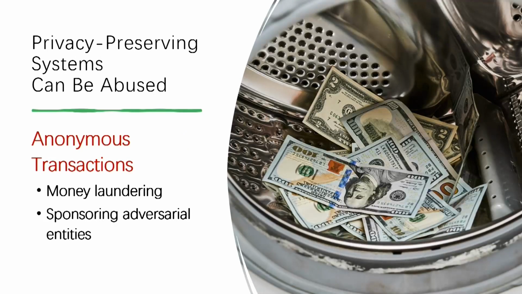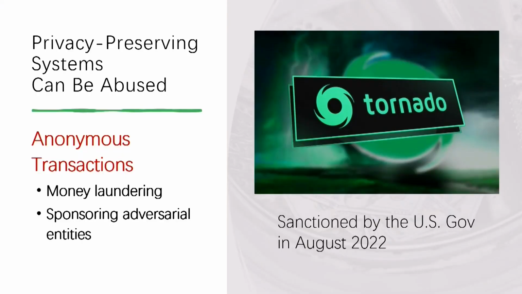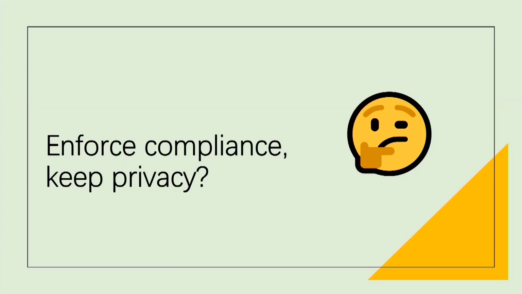And also, because today is a blockchain summit, we also care about anonymous transaction systems. In blockchain, there are several examples like Monero and Zcash, and they are usually criticized for allowing money laundering, and they are also used to sponsor adversarial entities. One notable example is Tornado Cash, a coin mixer on top of Ethereum that provides an anonymous transaction system. It was sanctioned by the United States government in August 2022 because the Department of Treasury found that North Korean hackers were using this system to do money laundering. So the question here is: can we enforce some compliance checking in these kinds of anonymized systems while keeping honest players' privacy?